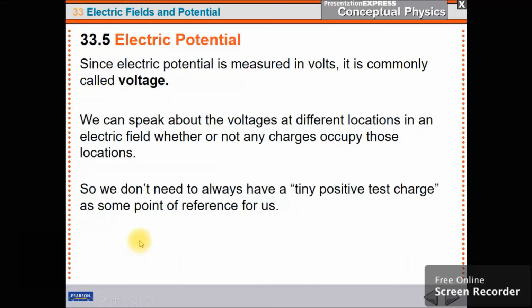And the reason that we talk about voltage is because now we can talk about voltages at different locations in an electric field, and we don't have to worry about those tiny positive test charges. We just talk about the voltage. At this spot, it's 100 volts. At that spot, it's 200 volts. And we don't need to imagine a tiny positive test charge in that spot and figure out what it's going to do.